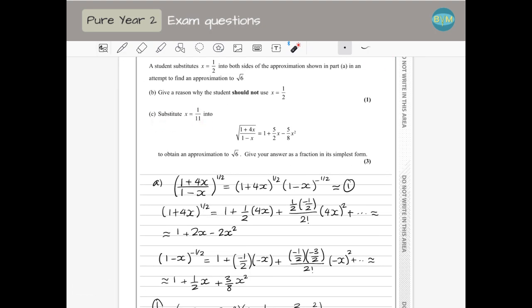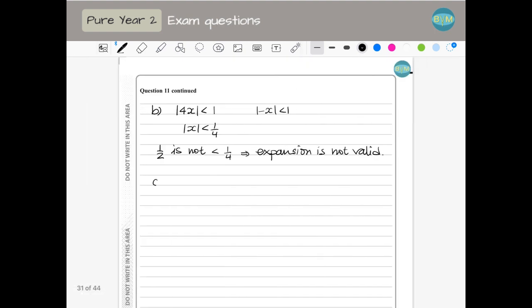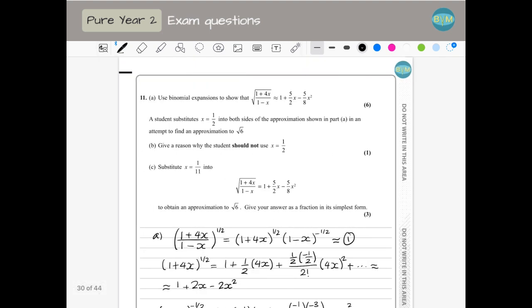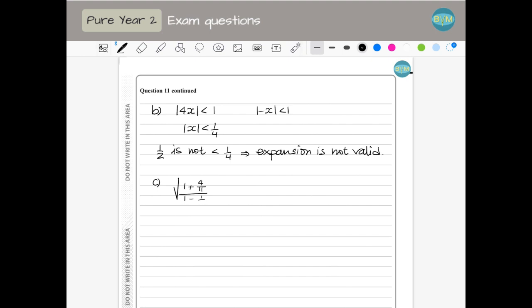Then substitute x equals 1/11 into the expression to obtain an approximation to √6. Give your answer as a fraction in its simplest form. So if we substitute 1/11 here in the left hand side, we have, so root of, what was it? 1 plus 4x, so 1 plus 4 out of 11, because I'm multiplying by 1/11, 1 minus 1/11. So I do this, and I get root of 3/2. Yeah, that's my left hand side.